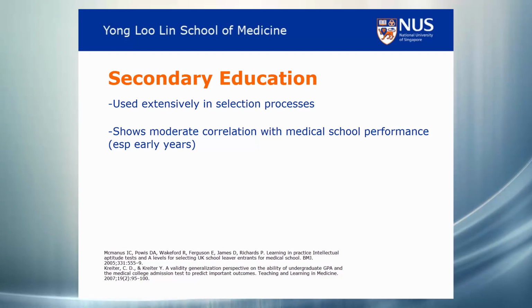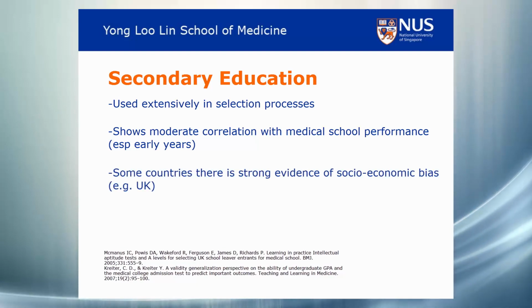It is also seen, especially in some countries, that there's strong evidence of socio-economic bias in looking at the secondary education grades alone and ranking candidates according to the grade points. This is especially so in the UK, where studies have shown this particular attribute.